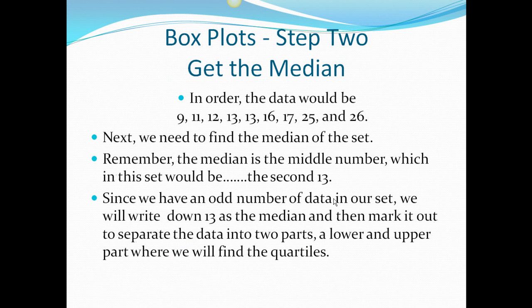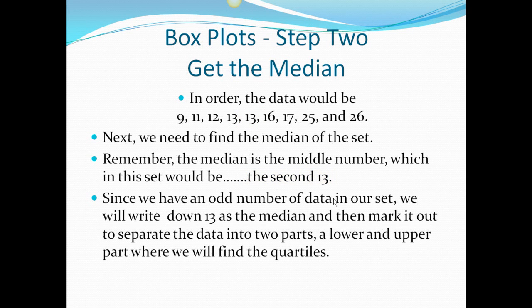Alright, as we move on to step 2, we are now going to get the median, and here we can see we've got the data in order. We start at 9, then 11, 12, 13, 13, 16, 17, 25, and 26. Now we're going to find the median of this set of data. If you'll remember, as we've talked about before, the median is the middle number of the set of data. Of course, if you look here, the middle would be the second 13, not the first 13, but the second 13. That'll leave us with 4 numbers on either side of that second 13.